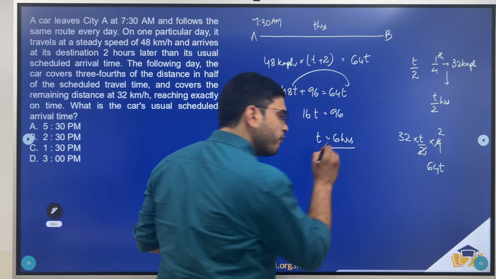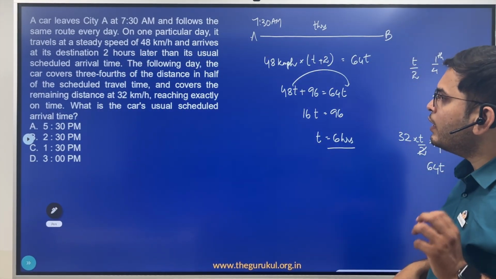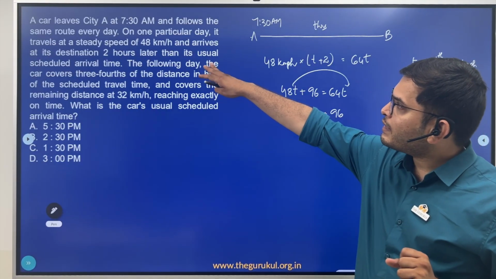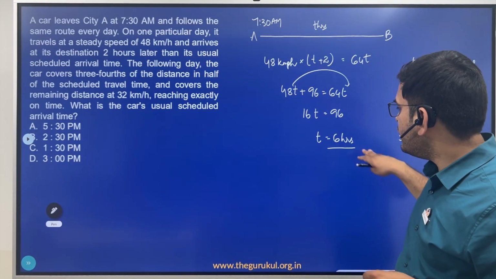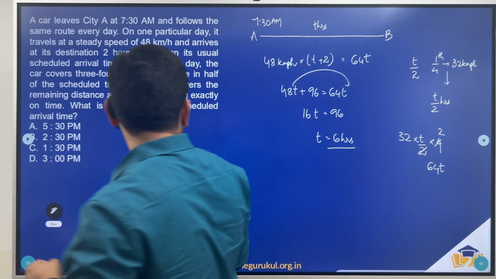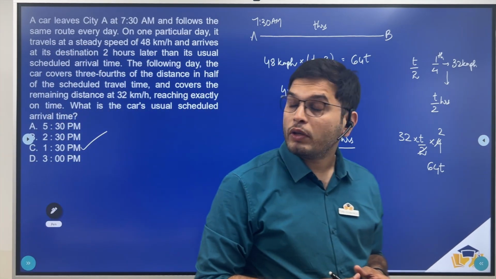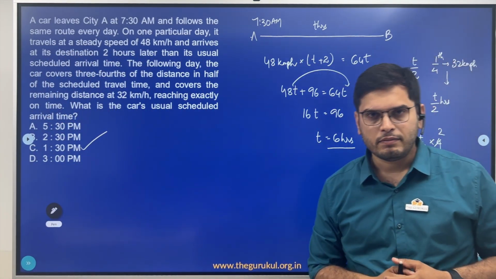So we have the travel time now. But what was asked? Right. We are asked to find the car's usual scheduled arrival time. So starting at 7:30 a.m. in the morning and reaching the destination in 6 hours. So the reaching time would be 7:30 plus 6, 13:30 or 1:30 p.m. Right. So the answer for this question becomes option C.